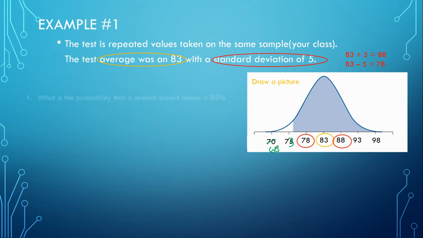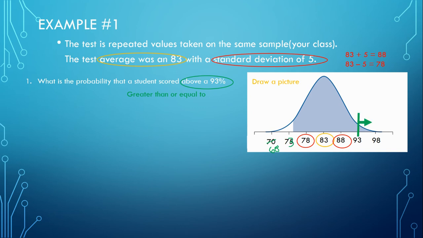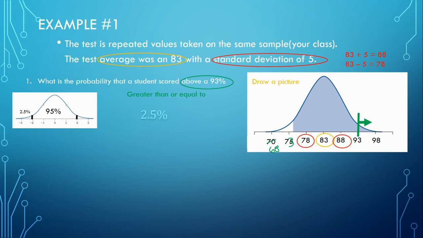Okay, here we go. So what is the probability that a student scored above a 93%? So above is greater than or equal to. It's 93 to the right. So I'm going to look, 93 is 2 standard deviations above average. So I'm looking at the 2.5, right? This section over here is going to be in the 2.5 section. So my answer is going to be 2.5%.